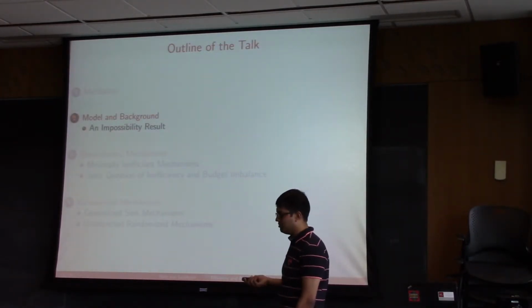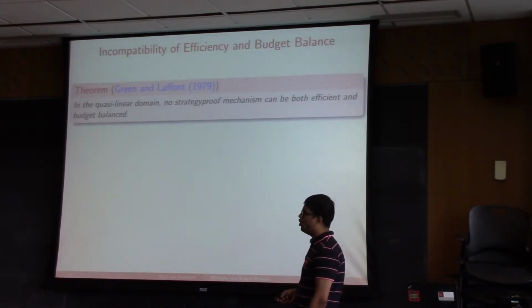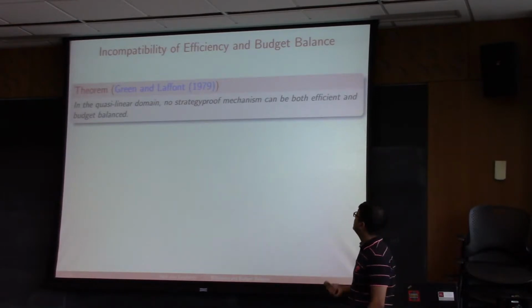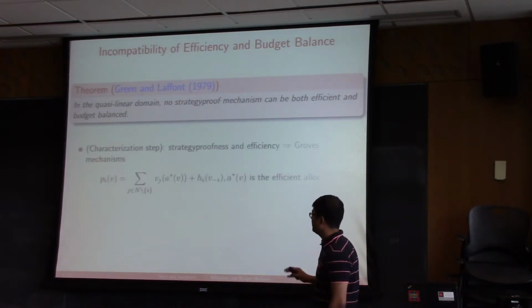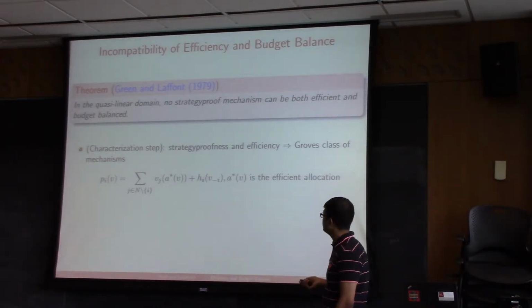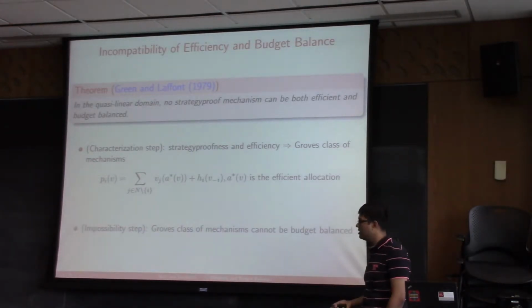Now, a classical result proved way back in the 70s is that all these nice properties cannot be satisfied together. So in the quasi-linear domain, strategy proof mechanisms cannot be both efficient and budget balanced. The way they prove it is, first they consider the first two properties, strategy proofness and efficiency, and show that these two together imply a particular class of mechanisms known as the Groves class of mechanisms. And in the second part, they show that this Groves class of mechanisms cannot be budget balanced in general.